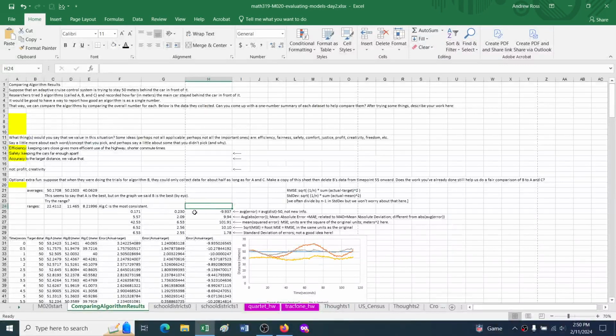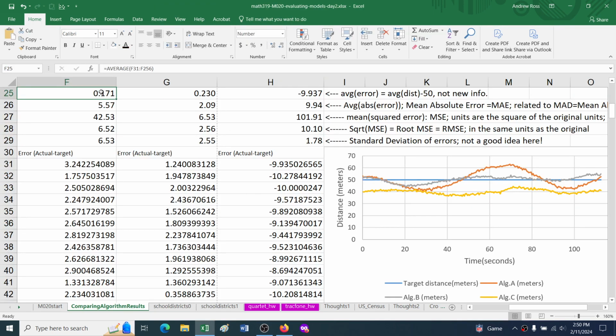Let's take another look at what we were doing when we were comparing the results of various algorithms. Here we were considering 3 algorithms for controlling a self-driving car, trying to keep it about 50 meters behind the car in front of it. One thing we did was we took the average of the errors, and we wanted that to be low, of course. But what does low really mean? We'd say these are reasonably low.